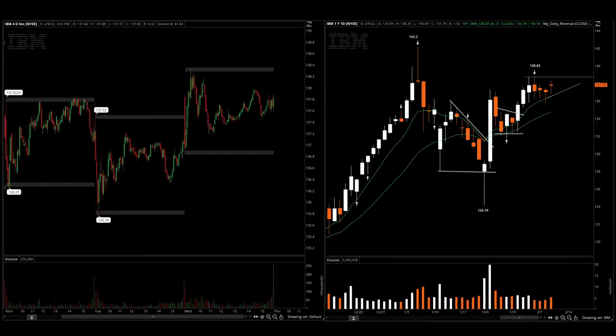IBM, it was a focus last week, very nice action last week, gave very nice cash flow. Now it's coiling here, the range is getting tight. So what I want to see is if it's able to go above 138 to go all the way into the 140s. As long as it stays above 136, 136 will be my line in the sand for a possible move continuation up.